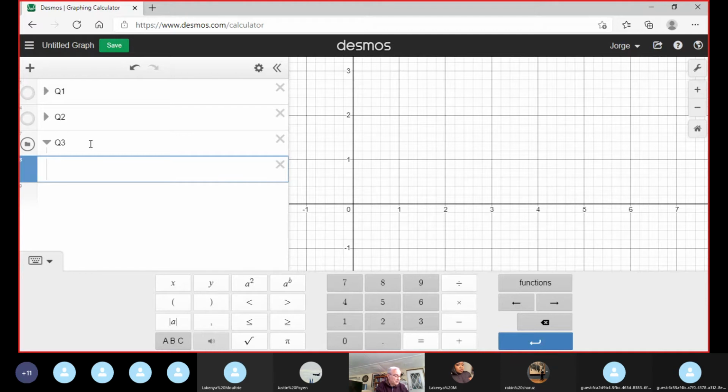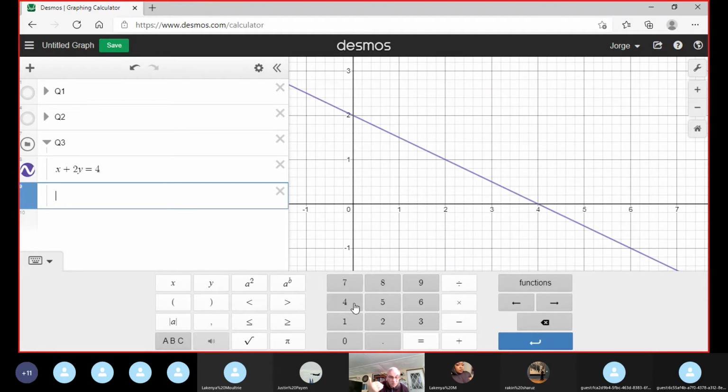Just copy. For example, this x plus 2y equal 4, no? That's the first equation. Okay, enter. When you press enter, you open new line, new row. The second equation is 2x plus 4y equal 8.